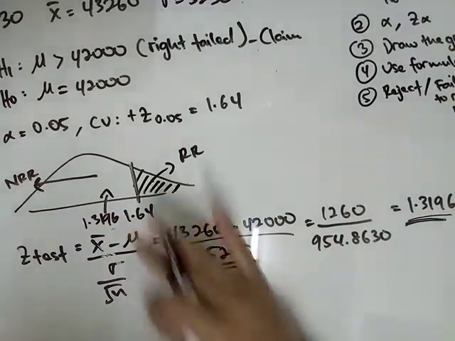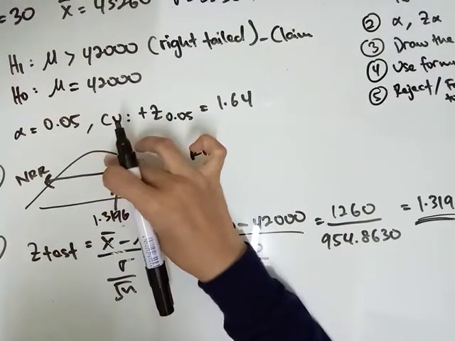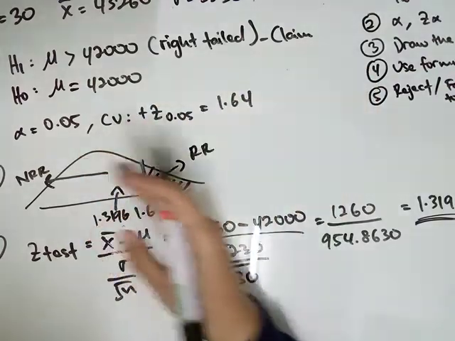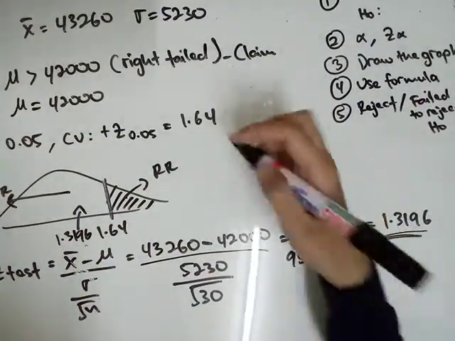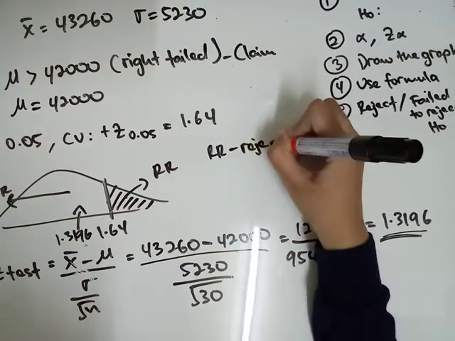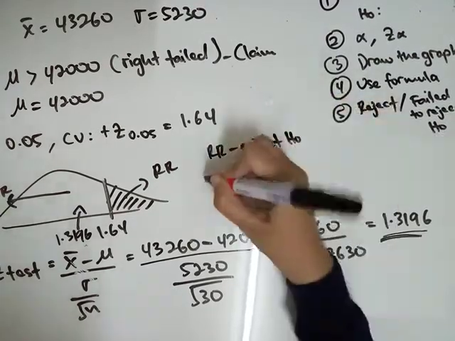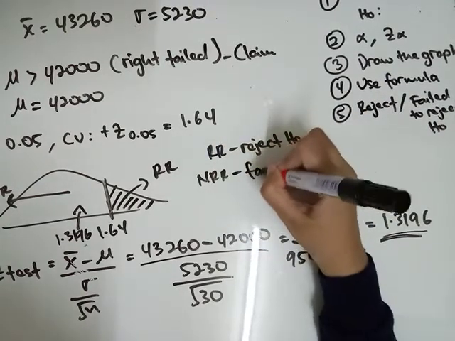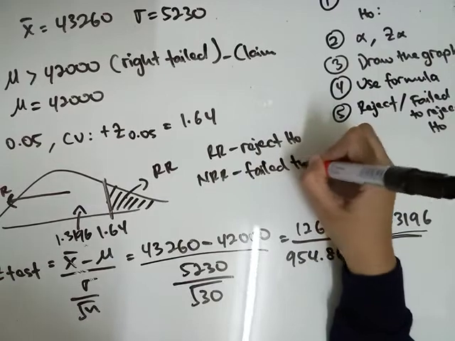Okay, so what is meant by NRR? It means fail to reject H note. Okay, sebelum ni saya dah bagi tahu kan, yang awak kena take note tu, RR means reject H note, NRR means fail to reject H note.